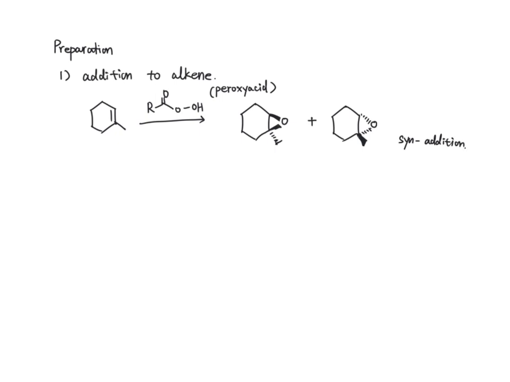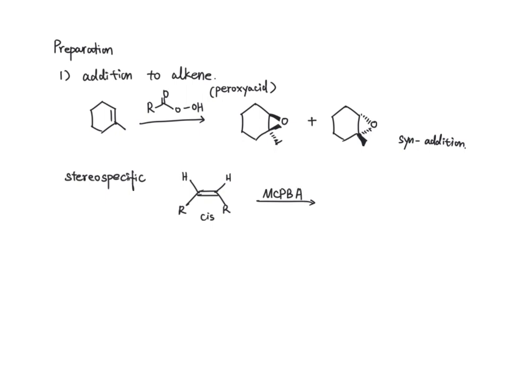And for the addition to alkene through the peroxy acid, it has a stereochemistry consideration, specifically stereospecificity. For example, if we start with this alkene where these two substituents are on the same side, we call it cis, right? Now if we introduce the peroxy acid, for example, this one is called MCPBA.